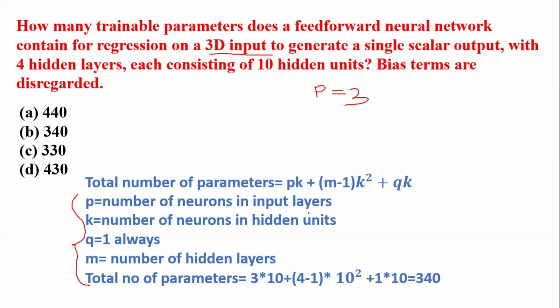p is the number of neurons in the input layer. 3D inputs, so p value is 3. k is the number of neurons in the hidden units. So 10 hidden units, means k is 10. Now 4 hidden layers. So what is m? Number of hidden layers. So this 4 is m. Now q is always 1. So put these values here. Then you will get 3 into 10 plus (4 minus 1) into 10 square plus 1 into 10. So our answer will be 340. So you remember this equation, and what is p, what is m, what is k, and q is always 1. So 340 will be our answer.